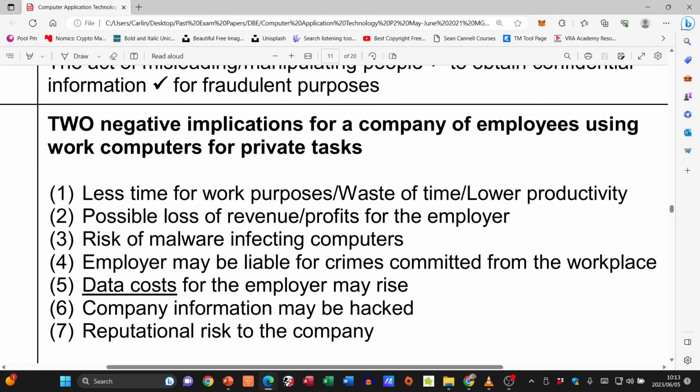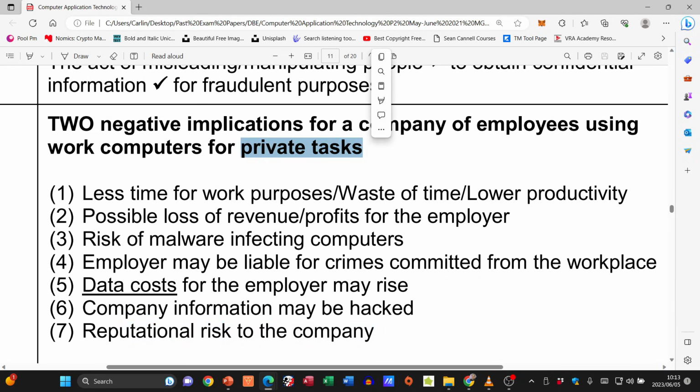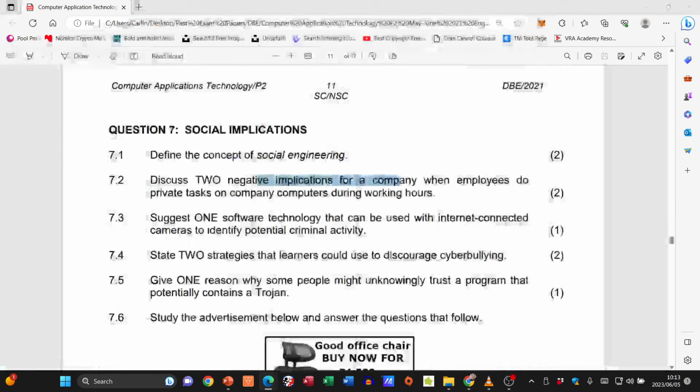Company information may be hacked, and there could be a reputational risk to the company. Okay, so these are just some of the negative implications for a company where employees are using the work computers for private tasks. Because we're not saying what sort of private tasks. It could be something legitimate, could be something illegal. We don't know, but they're just saying private tasks.